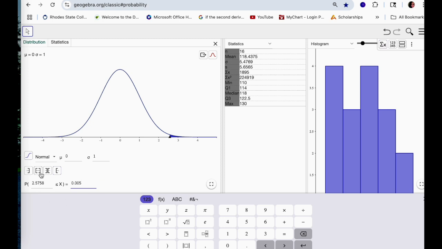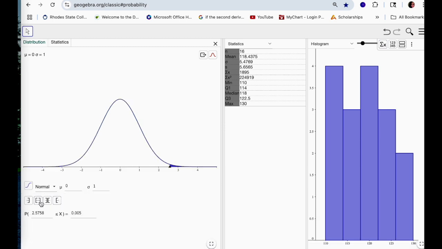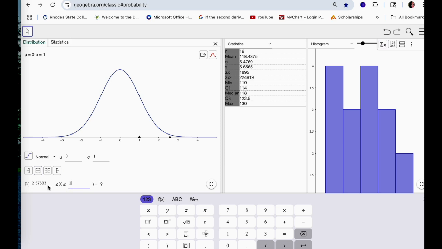Now, if we want to double check it, we can use the in-between brackets. So I want to go between negative 2.57583 and positive 2.57583. And when we do that, look, we have a probability in between, our area is 0.99. So we know we've got the correct values, although we're going to round it when we write it down. So we're going to list it as 2.58.